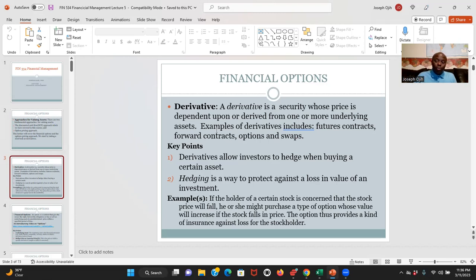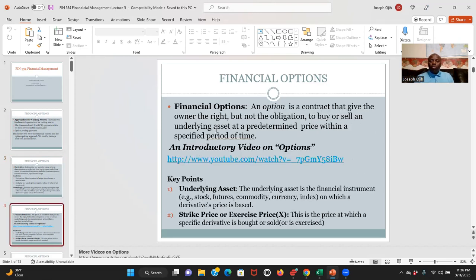But that is for a put option. Most option contracts we have are call options. With a call option, when the price of the asset rises, the value of the option increases. Now we're looking at financial options. So what is an option anyway? An option is a contract that gives the owner the right, but not the obligation, to buy or sell an underlying asset at a predetermined price within a specified period of time.